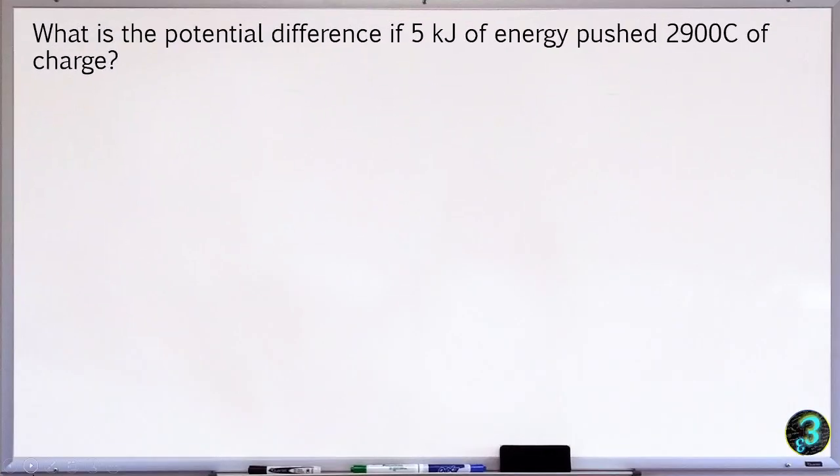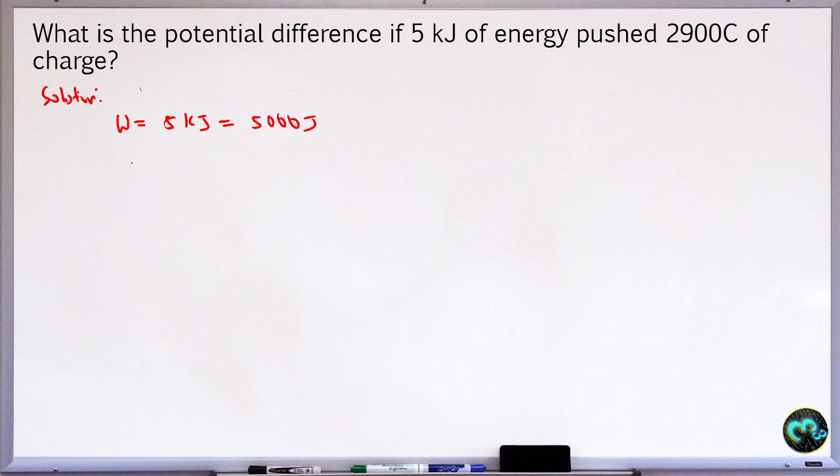Okay, we have this question: What is the potential difference if 5 kilojoules of energy pushed 2,900 coulombs of charge? This question is about the voltage from earlier, where we look for the potential difference. You are given the work, which is 5 kilojoules. Convert the 5 kilojoules to joules. The kilo is 10 to the power of 3, which is 1 followed by 3 zeros, so 1,000 times 5. You have 5,000 joules.